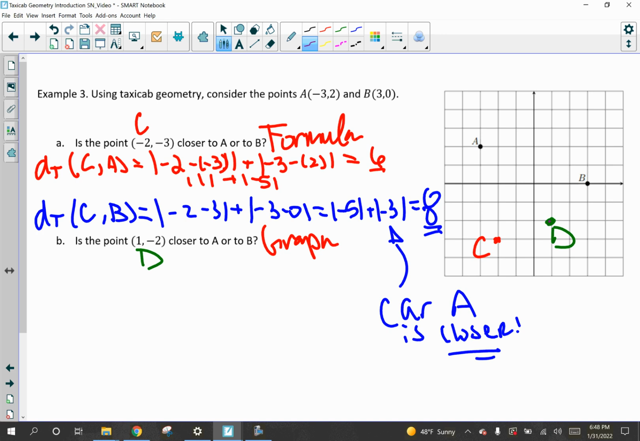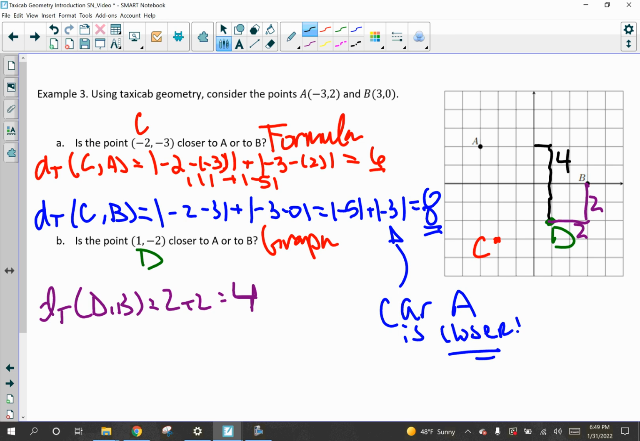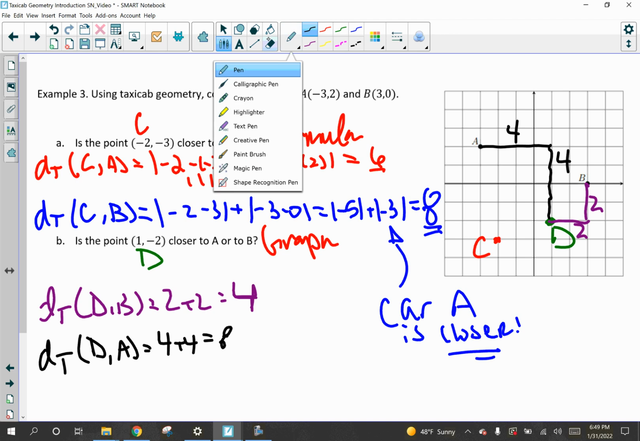From D to B, we have 2 here and 2 here. So the distance from D to B would be 2 plus 2, which equals 4. And the distance from D to A is we go up 1, 2, 3, 4, and over 1, 2, 3, 4. So the taxicab distance from D to A would be 4 plus 4, which is 8.